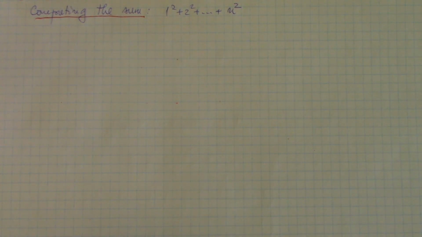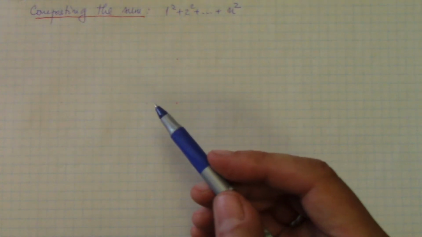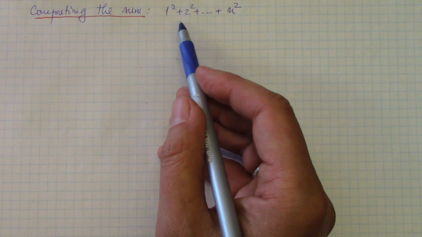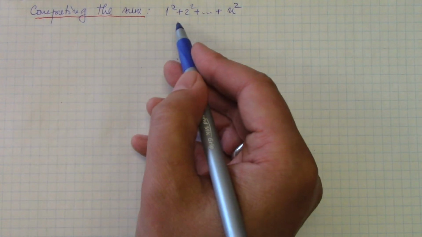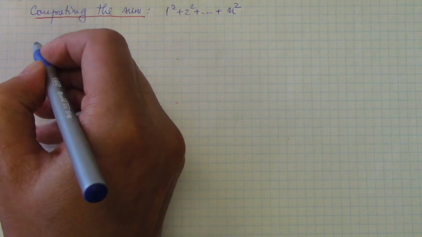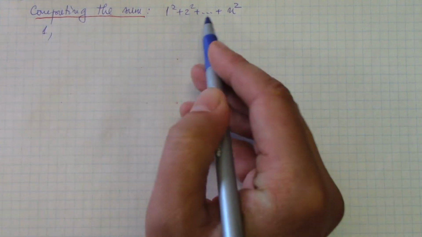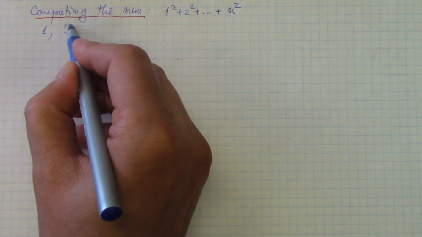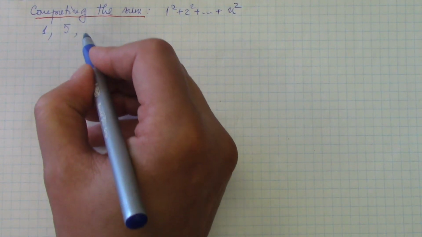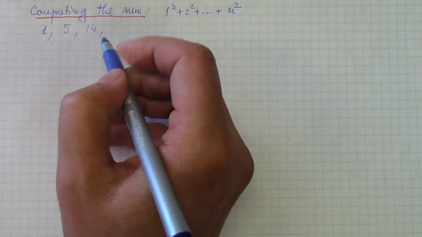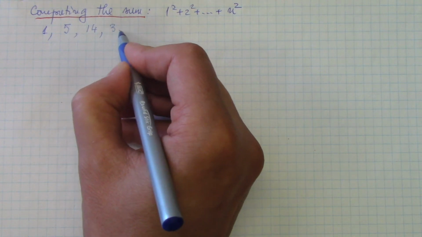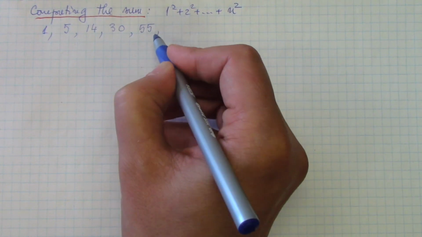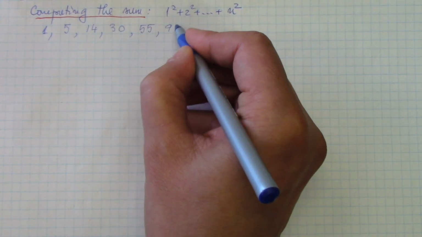All right. Now, one attempt to compute this sum, and I suggest that students do this, would be to write some initial terms. If we choose n to be 1, we get a sum of 1. For n equals 2, we get a sum of 5. For n equals 3, we get 14. For n equals 4, we get 30. For n equals 5, we get 55. For n equals 6, we get 91.